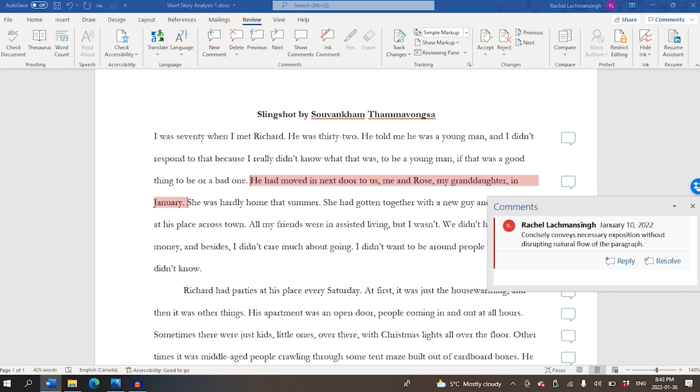He'd moved in next door to us, me and Rose, my granddaughter, in January. So I like this line because it concisely conveys necessary exposition without disrupting the natural flow of the paragraph. So we do get to know who this narrator is. So clearly they have a grandchild, they're a grandmother, and Richard's her neighbor. So Suvankum is very easily, simply sprinkling exposition. In just one sentence, we learn so much in this paragraph.